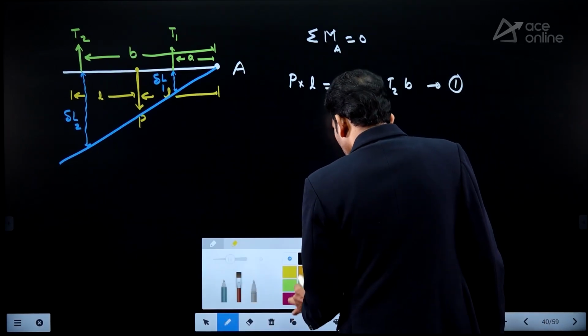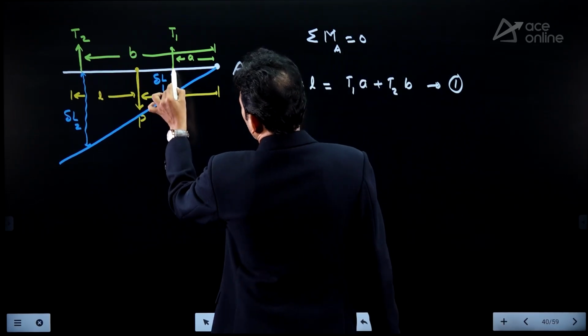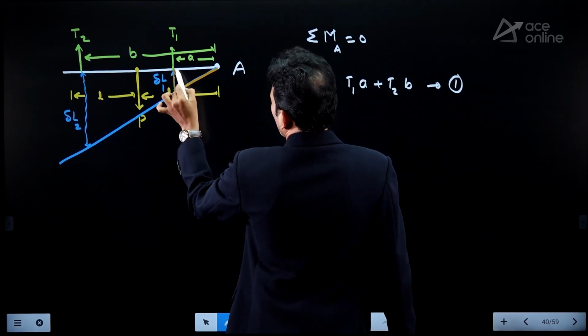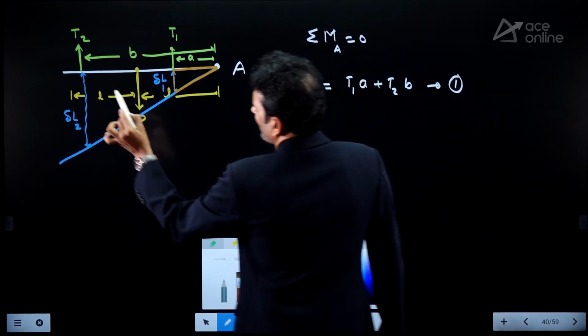Now, let us take the similar triangles. Now, this is one triangle we are having, and this is the other triangle we are having.